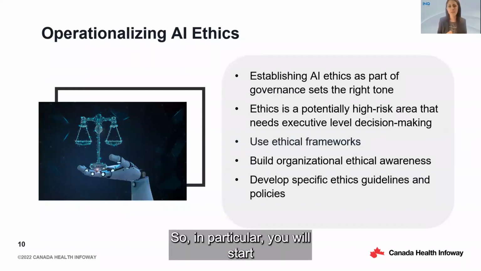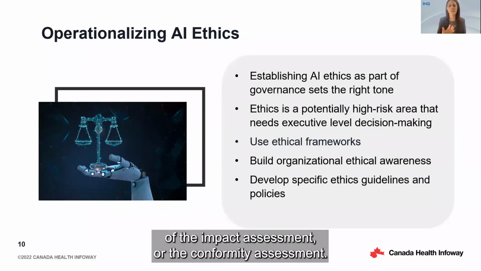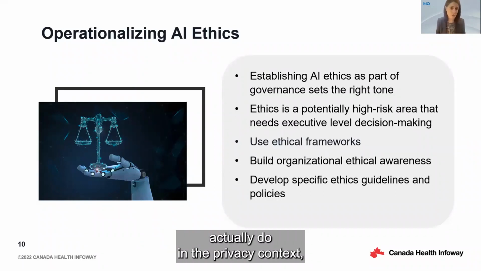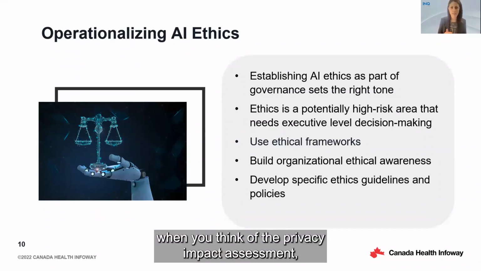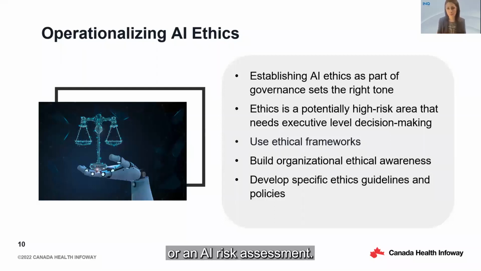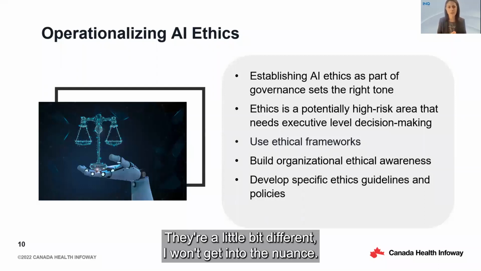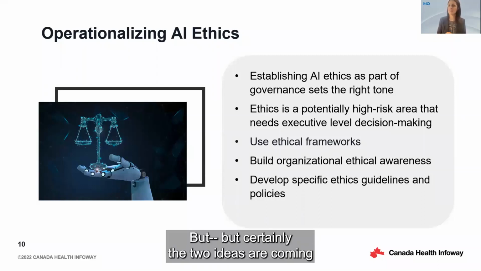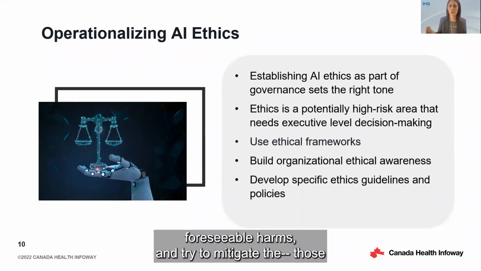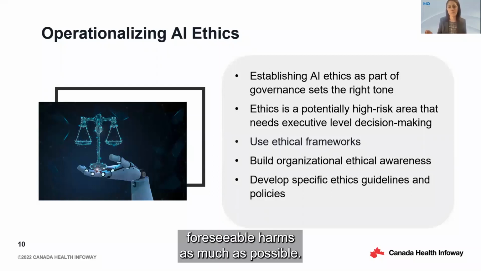So in particular, you will start to hear more of the concept of the impact assessment or the conformity assessment. The impact assessment is really focused on, as we do in the privacy context when you think of the privacy impact assessment, there is an emerging area of the AI impact assessment or an AI risk assessment. They're a little bit different. I won't get into the nuance. Happy to address that on the podcast. But certainly the two ideas are coming forward together. And the concept of the impact assessment is to really think through those foreseeable harms and try to mitigate those foreseeable harms as much as possible.